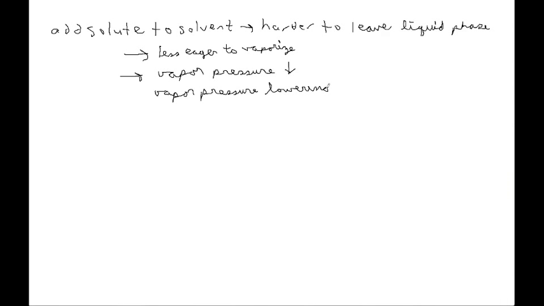We've talked about boiling point elevation and freezing point depression. So the next colligative property is vapor pressure lowering. We can kind of predict that because all of the properties have said that it's harder to leave the liquid phase. If it's harder to leave the liquid phase, you would expect that there's going to be less vapor at equilibrium. That means that the vapor pressure has lowered. So that's our next property here. Okay, good. Vapor pressure lowering.